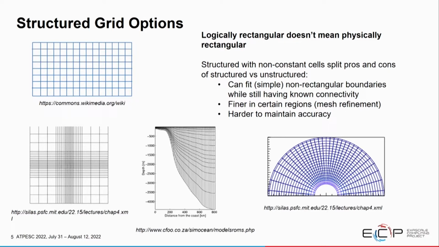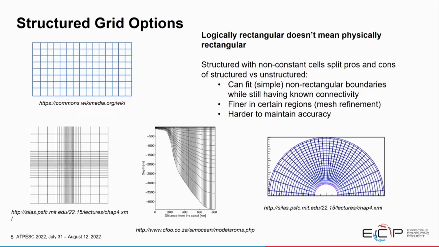If I'm going to do a flux calculation, I want to know how do I label the faces between cells? So here the key is that logically rectangular, which is logically in the ij space, does not necessarily mean physically rectangular. So again, I did some gratuitous grabbing of pictures off the internet. Structured with non-constant cells. So what I mean there is that delta x in one place does not necessarily equal delta x somewhere else. Kind of split the pros and cons.